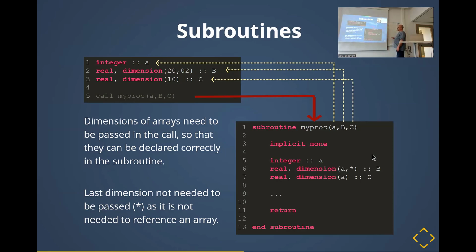The names here don't have to be the same. You can have different names here, but the order has to be the same. And then you can declare them differently here as well. So here I have declared A star B. So it's two-dimensional A.